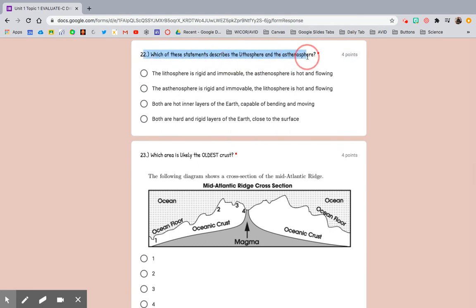Okay, number 22, which of these statements best describes the lithosphere and the asthenosphere? So the lithosphere is rigid and immovable while the asthenosphere is hot and flowing. The asthenosphere is rigid and immovable while the lithosphere is hot and flowing. Both are hot inner layers of the earth and capable of bending and moving. Or both are hard and rigid layers of earth close to the surface.